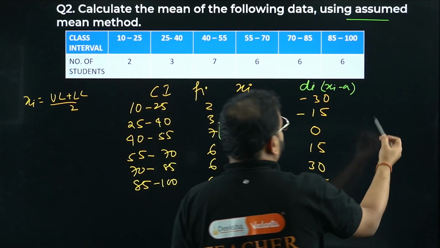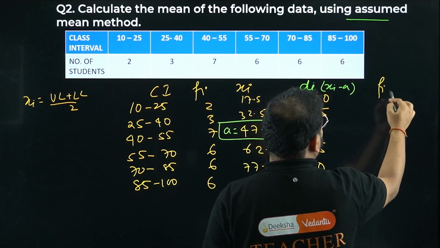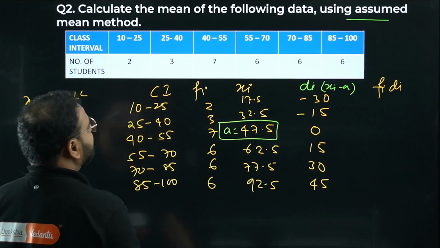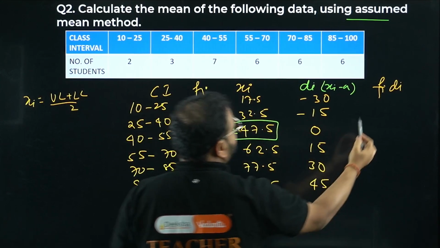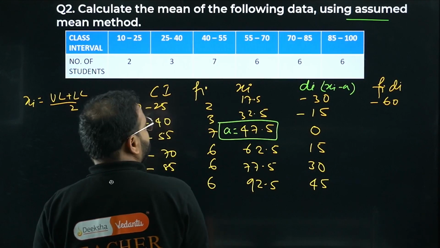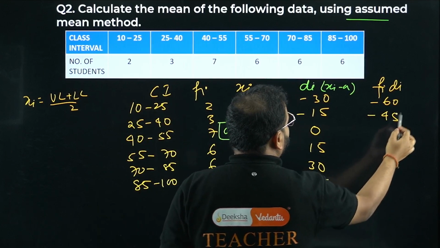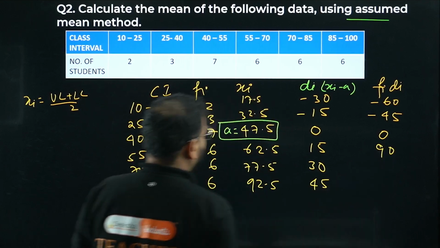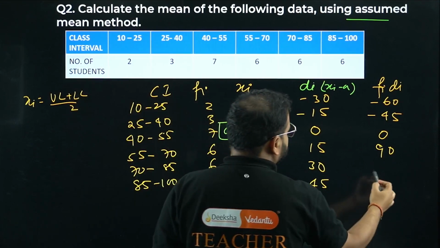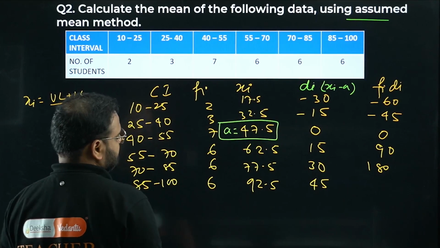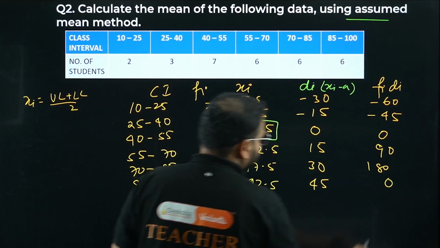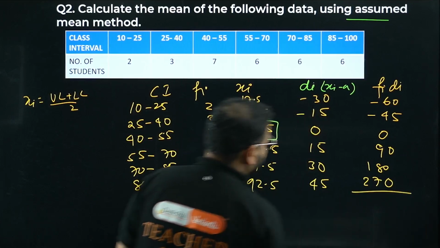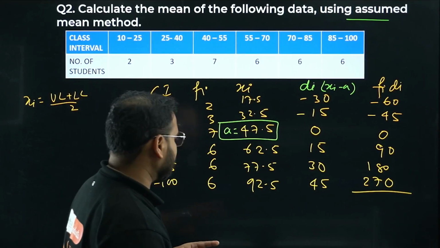Find fi di, right? This is fi di. How much is that? Minus 2 into 30, so minus 60. 15 into 3, so minus 45. Have a look, 0 over here. 15 into 6 is 90 over here. Last one, 45 into 6, so 5 6s are 30, we have carry as 3, 6 4s are 24 plus 3, 27, 270. Correct now?